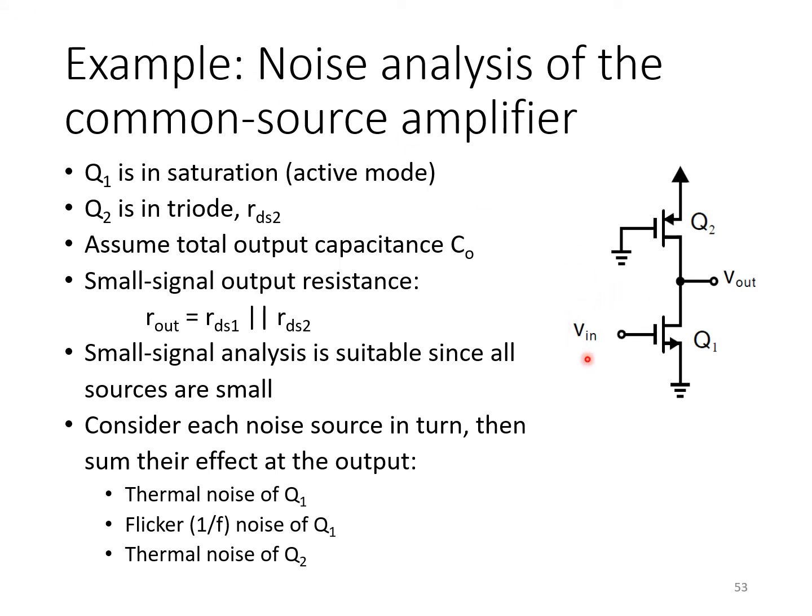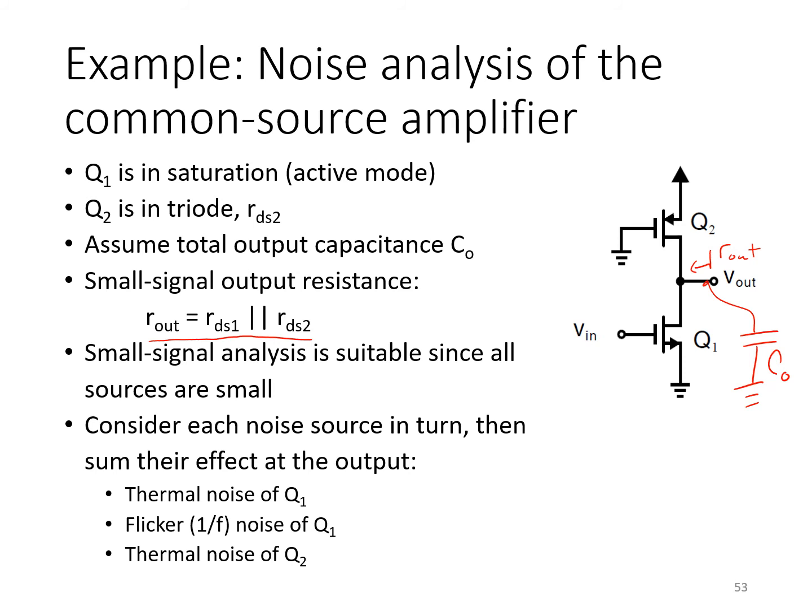In this case, we've got a common source amplifier where the NMOS transistor Q1 is the common source transistor, and the load is PMOS transistor Q2 with the gate connected to ground, keeping Q2 in triode. So it presents a load RDS2 for Q2 in triode to the common source transistor. Let's also assume that there's an output capacitance CO between Vout and ground. And we know that the small signal output resistance here is RDS1 in parallel with RDS2.